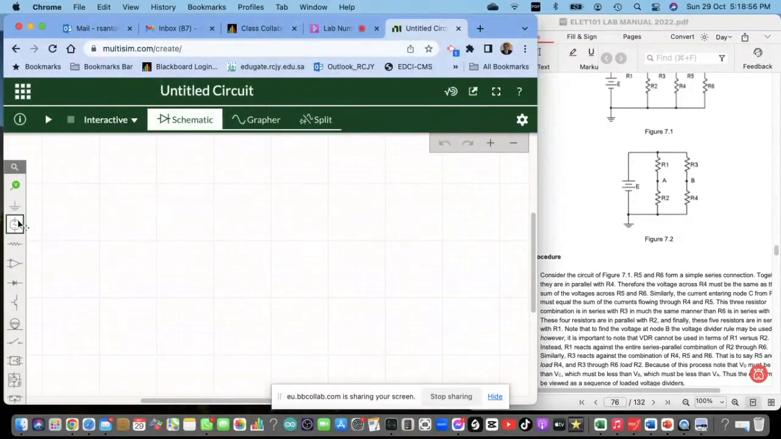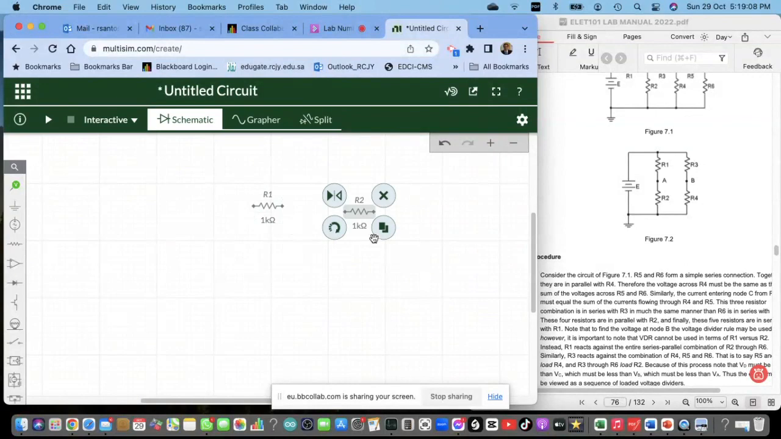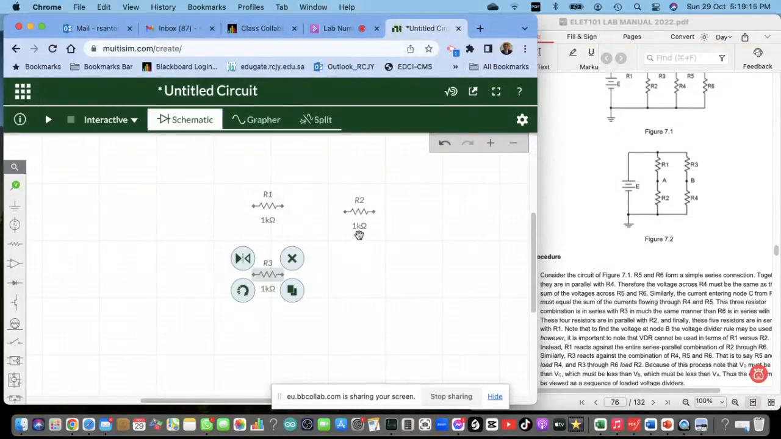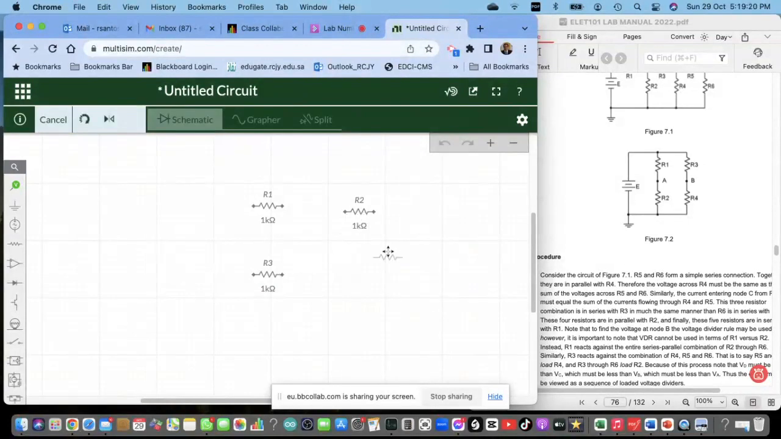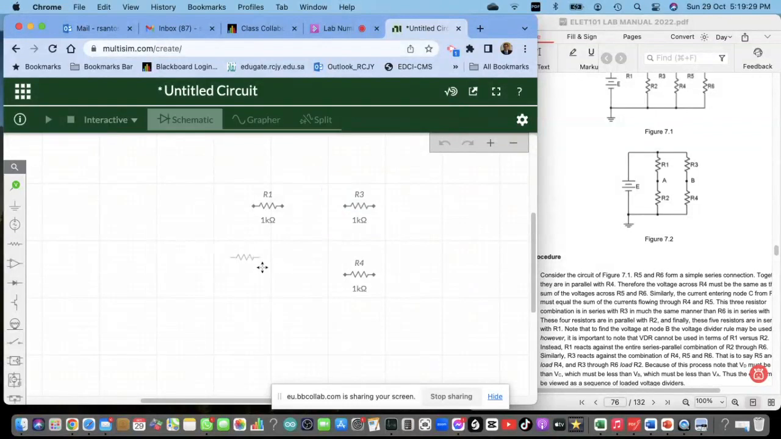Okay, so I'll make it quick. So let's have these resistors. We have four resistors. One, copy. We have the second resistor here. R2 is here, on the side. Then R3 would be here. Sorry, this will be R3. So this will be R2 here.